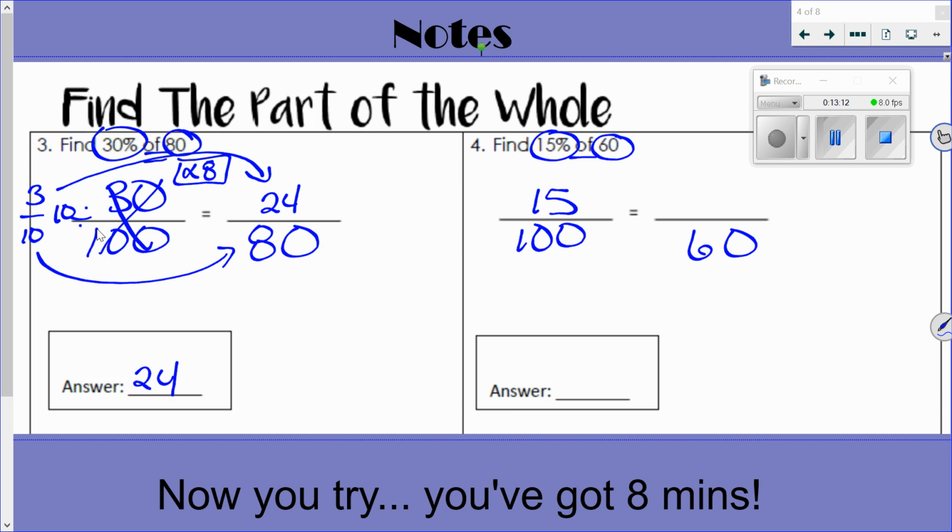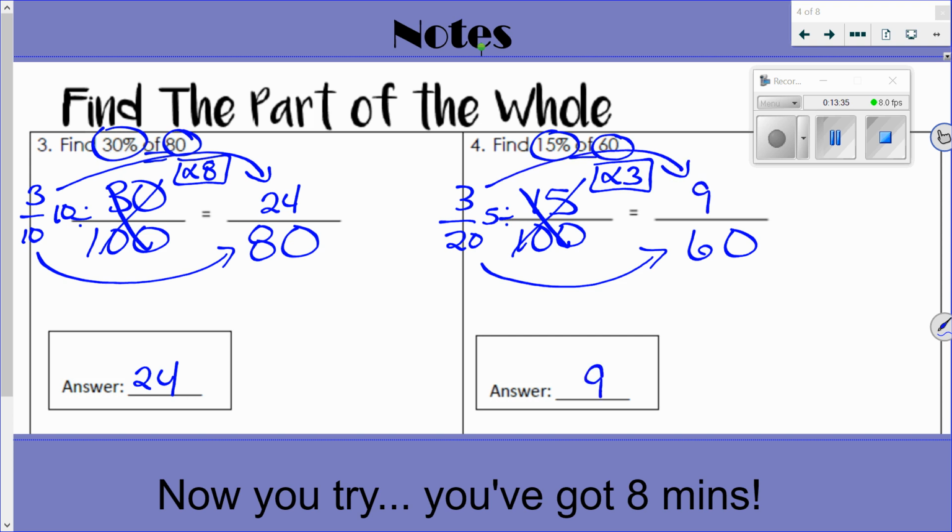What can I simplify by? Can 20 go into 15? 5. And that gives me 3 over 20. I cross this out. What do I do to 20 to get to 60 evenly? So 3 times 3? 9. So 9 is my answer. Any questions about how to do this?